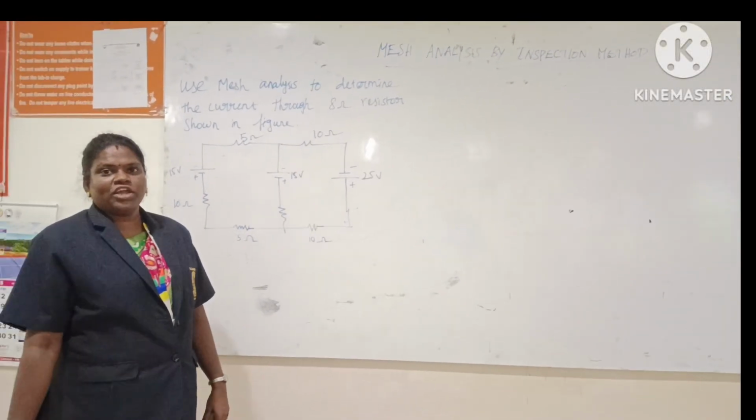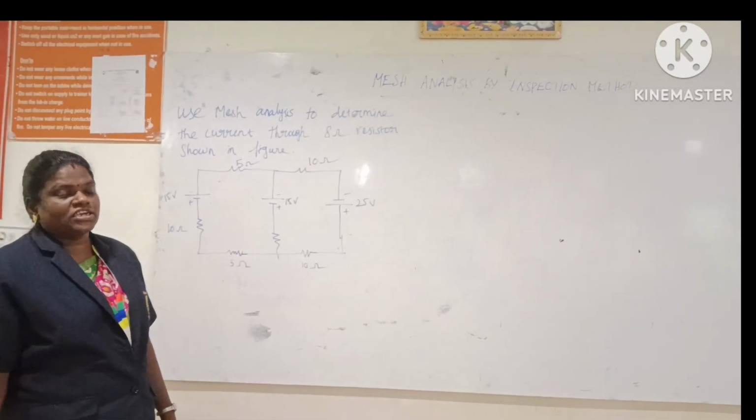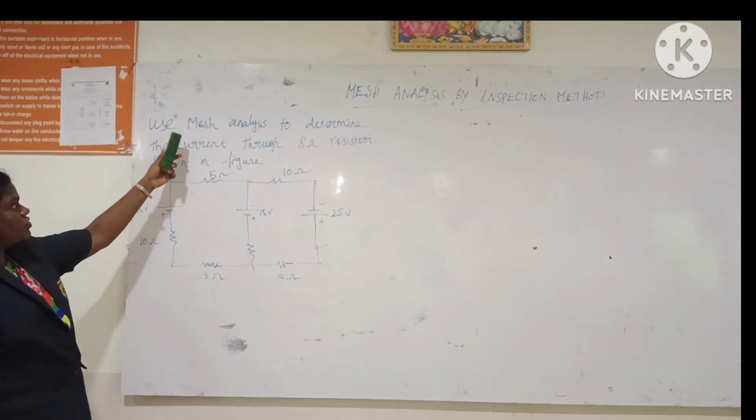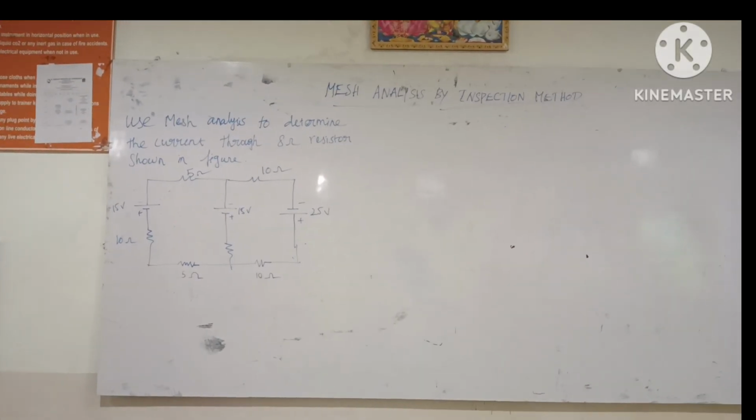Hello everyone, good morning. Today we are going to discuss the topic mesh analysis by inspection method. First one: use mesh analysis to determine the current through the 8 ohm resistor shown in the figure.